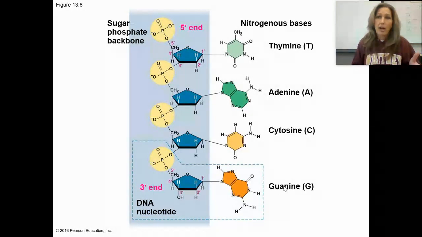So Chargaff's rule is that the quantity of guanines and cytosines are always equal. The quantity of thymines and adenines are also always equal, regardless of the DNA sample.